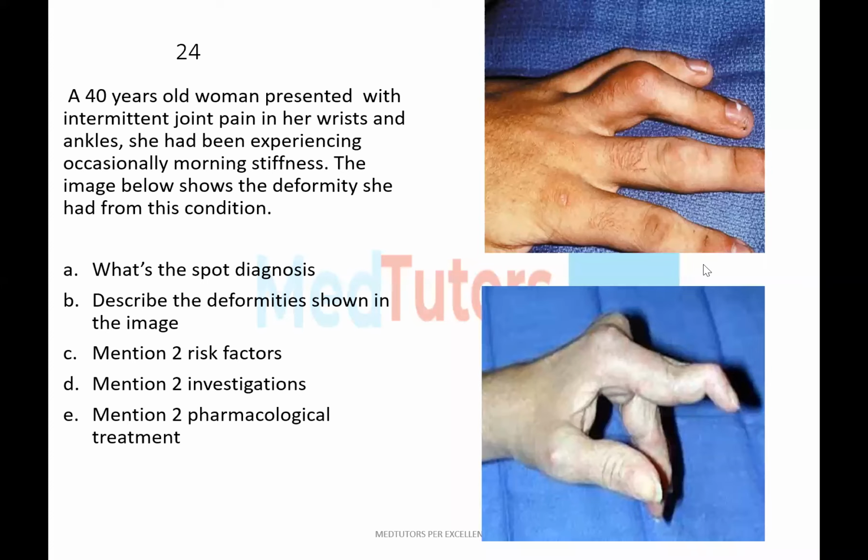So how do we treat these patients? Pharmacological treatments. We can use NSAIDs, we can use steroids. We can also use the drugs that we call DMARDs, disease modifying drugs. The typical example that we use here is methotrexate. Okay, so next slide.